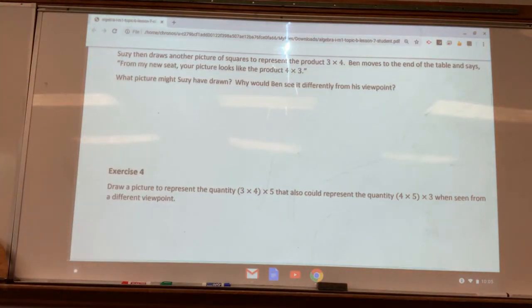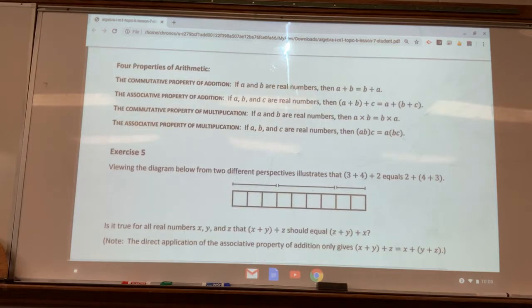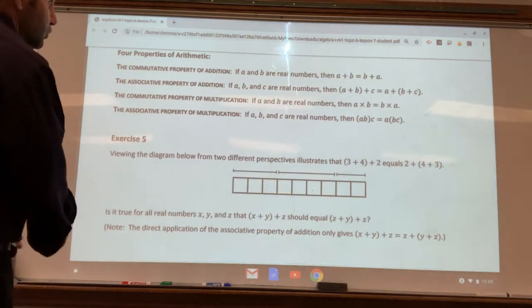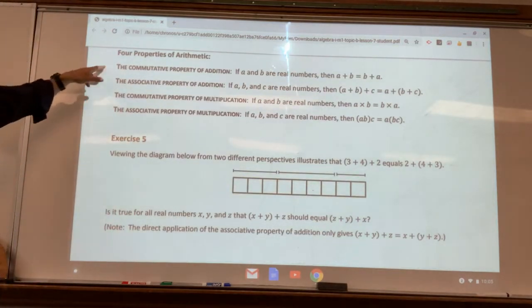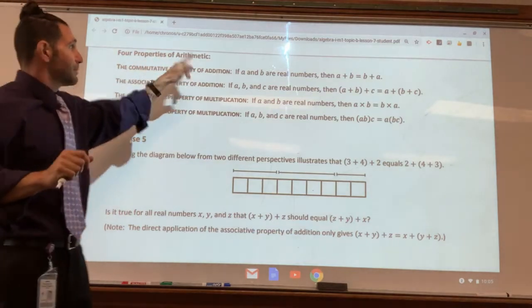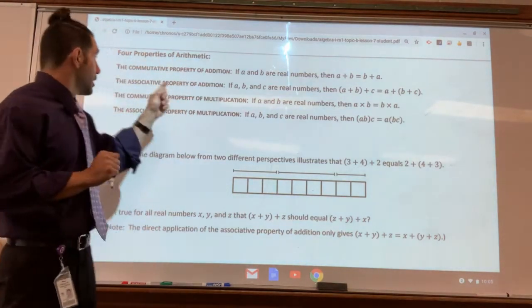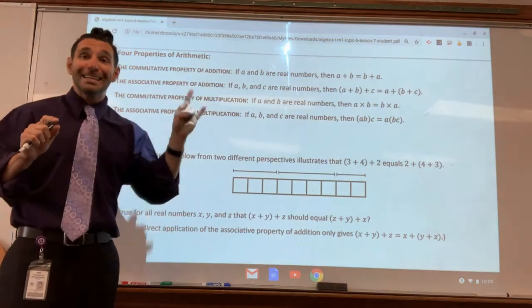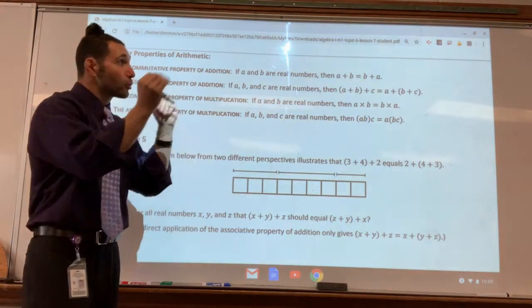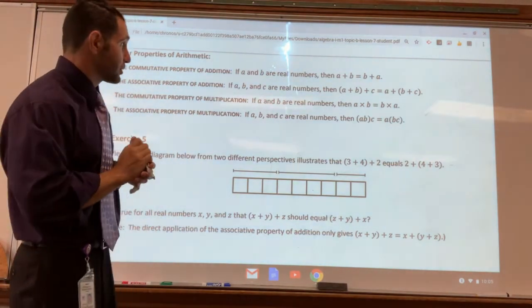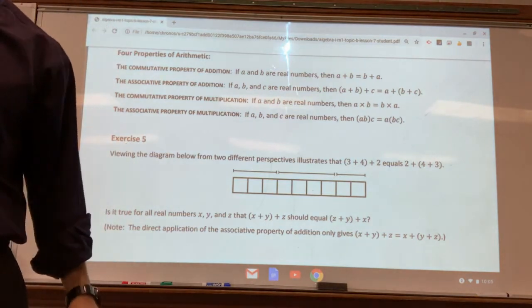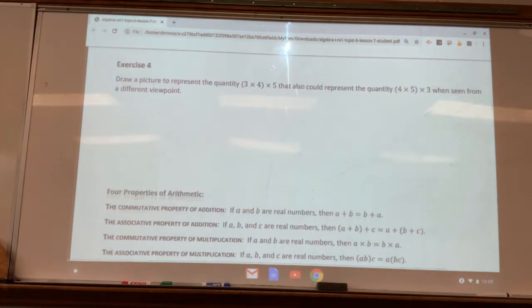So why is this important? Well, there are 4 properties that truly matter. Commutative property of addition means it does not matter the order in which we add. The associative property says it does not matter the order in which we group the numbers. Okay, wait a minute, Mr. H. You said this was the commutative property.